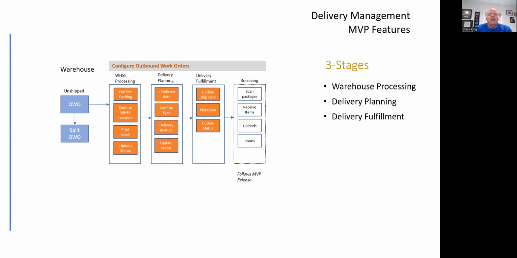In delivery planning, obviously, we're setting delivery dates and confirming what type of delivery it is. Is it a pickup? Is it a delivery to the job site? Is it unscheduled? It's going to be a will call pickup, we don't know when we need it, store it for two months. Then there's giving delivery instructions and updating status.